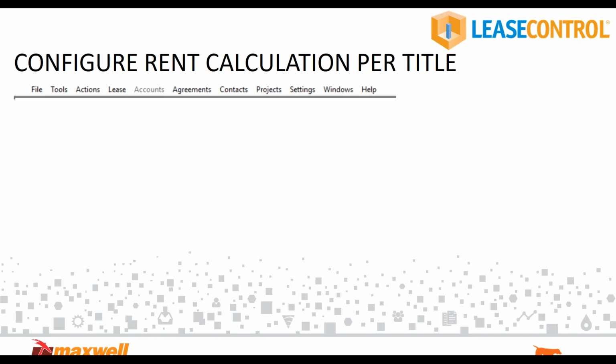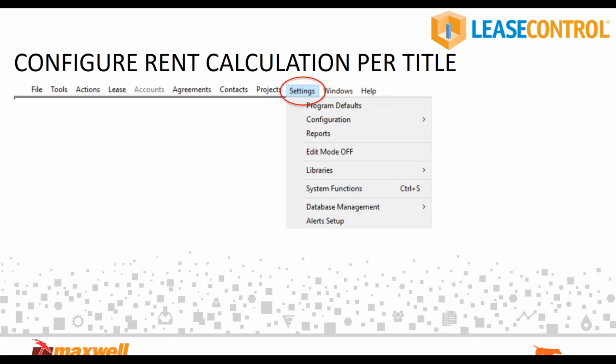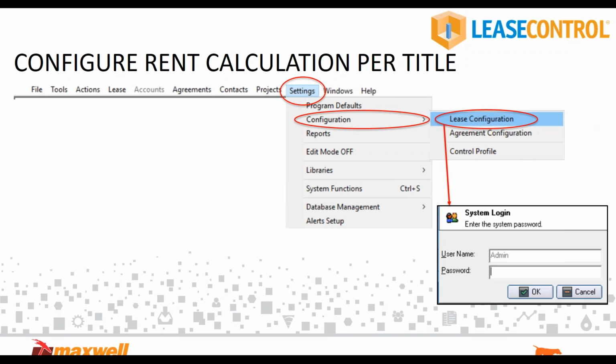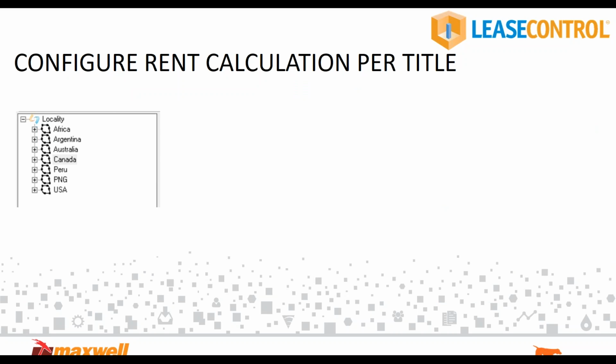So firstly, from your toolbar, select Settings, then from the drop-down menu, select Configuration, and then Lease Configuration, remembering that you need the administrator password to access this area due to the critical nature of its content. On the left-hand side, you will see various localities which you'll first have to set up in libraries, and you're more than welcome to contact us if you want more information on these libraries.